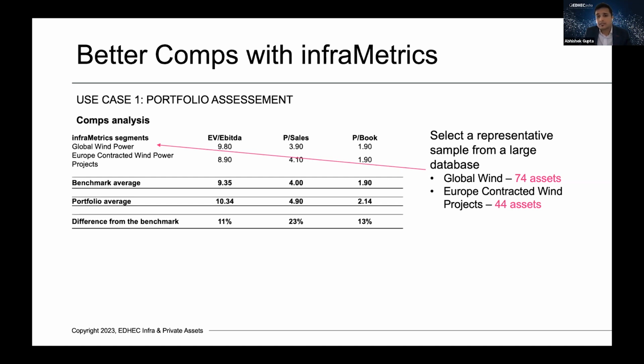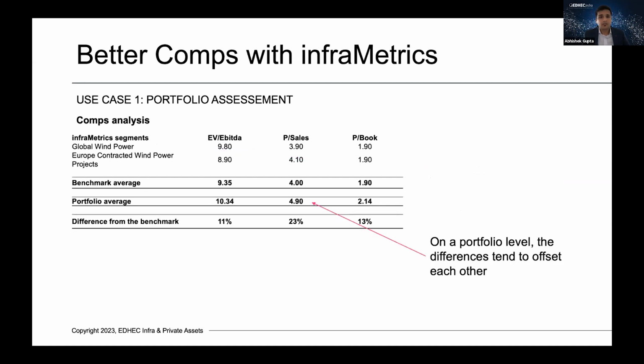And also project financed assets. That's also the majority of the portfolio. That gives you 44 assets in total. Looking at the valuation ratios, you know where the average valuation is in both of these segments. So if you have more of these segments, then you can compare a benchmark average across all those segments, and that will give you a benchmark average.